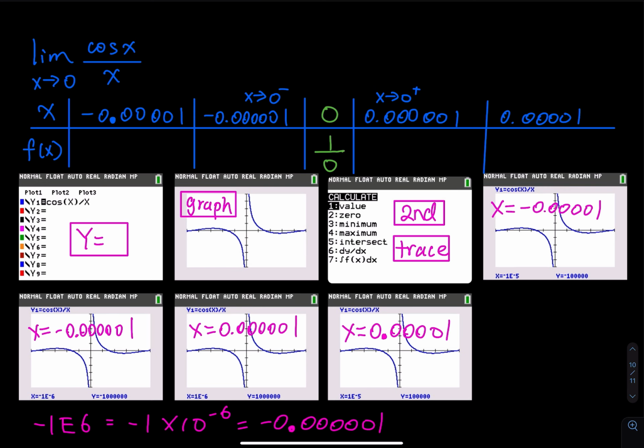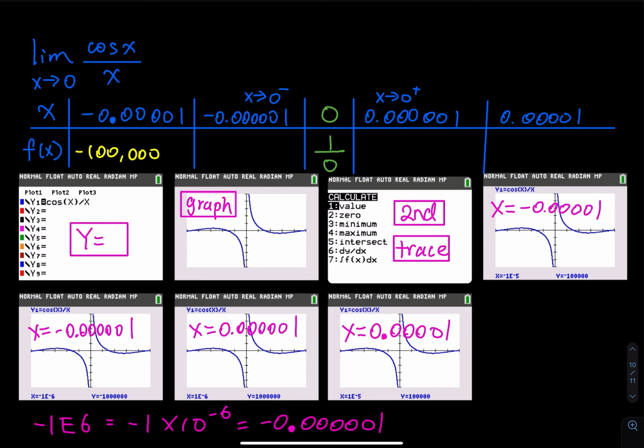You go to y equal, clean up all the old functions, and then put cosine x divided by x. You can click graph to take a look at the graph. You don't have to change any settings in the window. Then you go to second trace, and they will ask you to input a value. Just input negative 0.0001, and then you get negative 100,000.